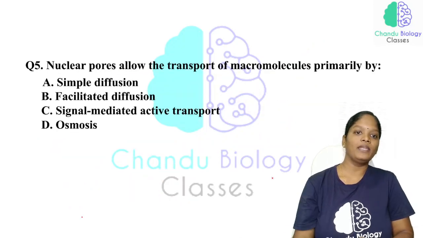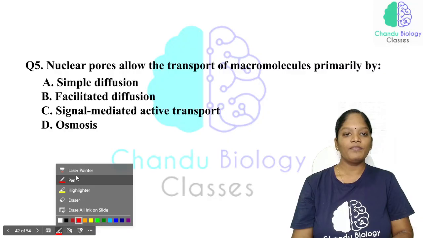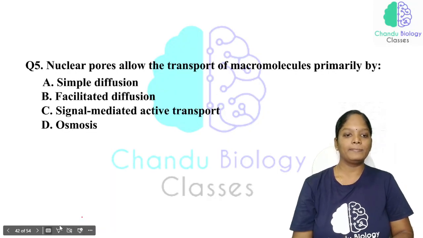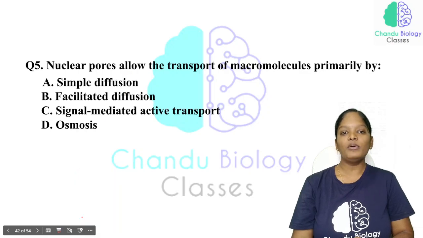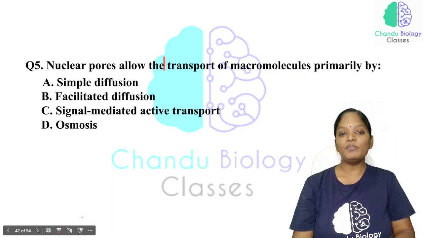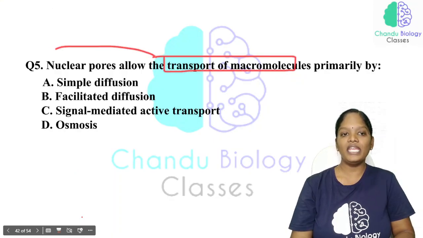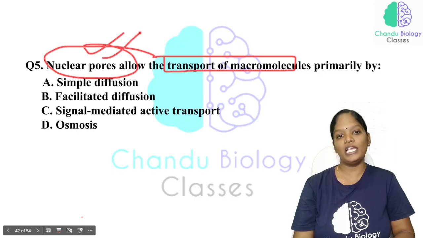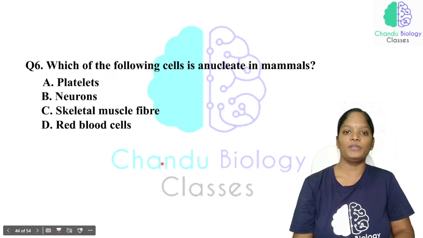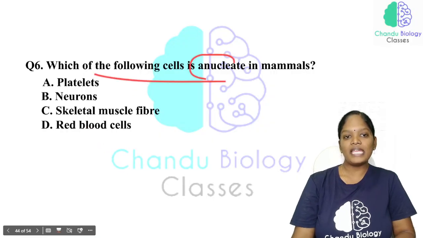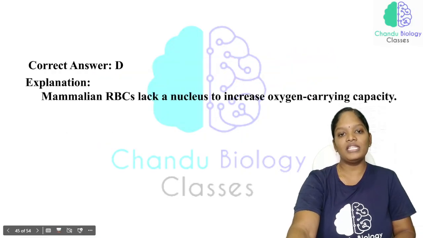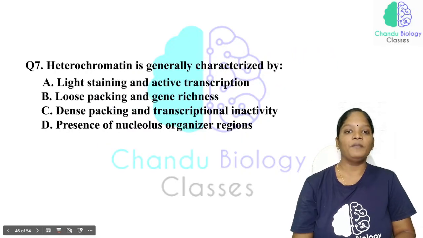Now, nuclear pores allow the transport of macromolecules primarily by how? That is exactly signal mediated active transport. Okay, which of the following cells is anucleate in mammals? We have studied which is anucleate in mammals, that is none other than RBC.